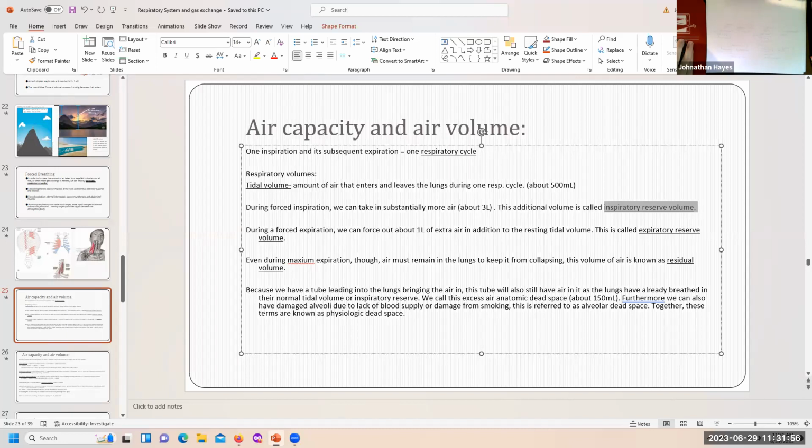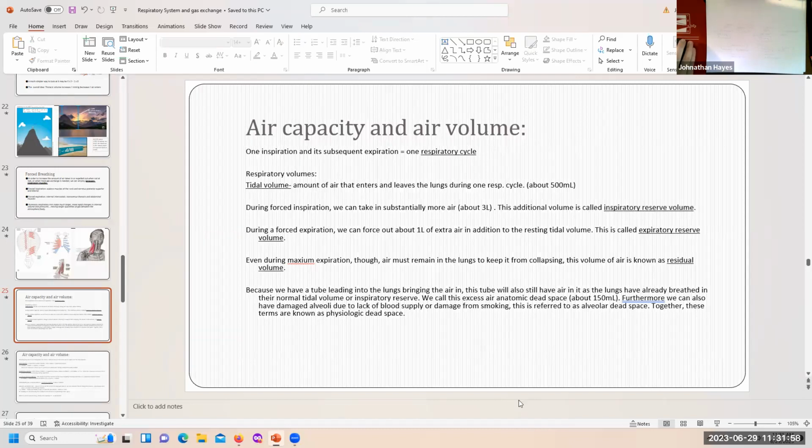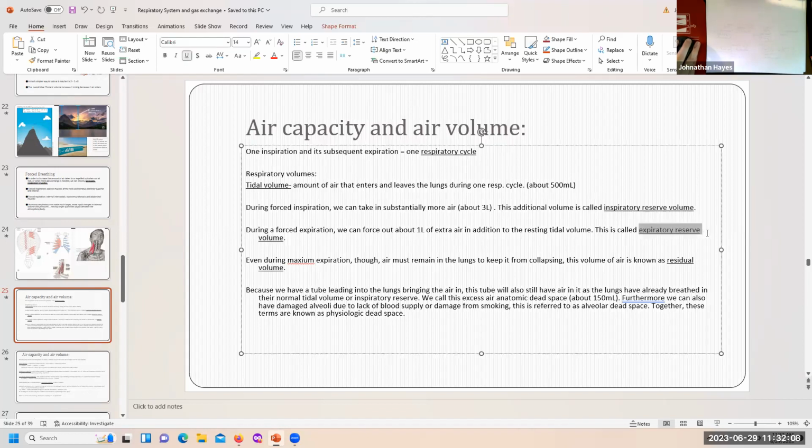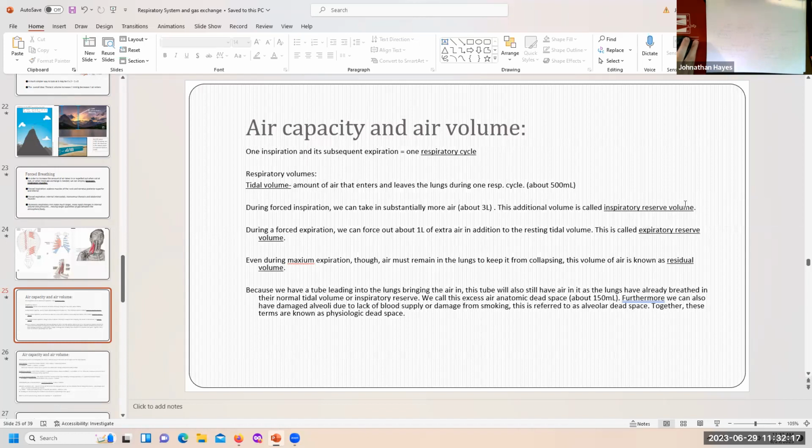About 3 more liters. And even if I take a normal breath in and breathe that normal breath right back out again, which is that same 500 milliliters, it's just changed composition a little bit, I can still push out another 1 to 1.2 liters. So that's called inspiratory reserve and expiratory reserve. These are great names for what they are.